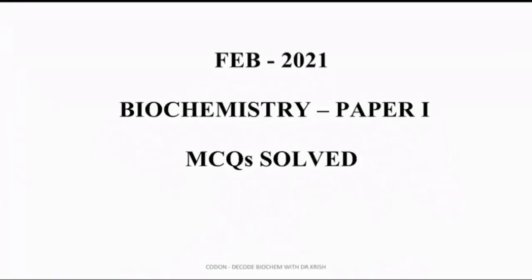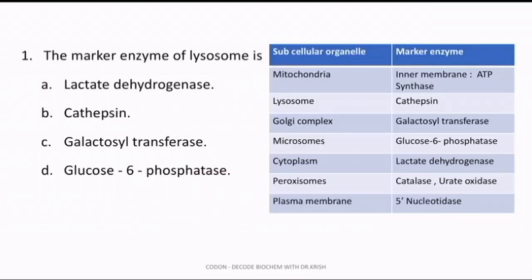So here we'll start with discussing biochemistry paper 1 MCQs from February 2021. First MCQ is the marker enzyme of lysosome is. So we have a set of marker enzymes for each subcellular organelle. And what is the marker enzyme? Marker enzyme is some enzyme which is specific for that organelle. So when you want to separate that organelle by centrifugation or subcellular fractionation, with that unique enzyme you find what organelle it is. So that is called as marker enzyme. So for each organelle you have a unique enzyme.